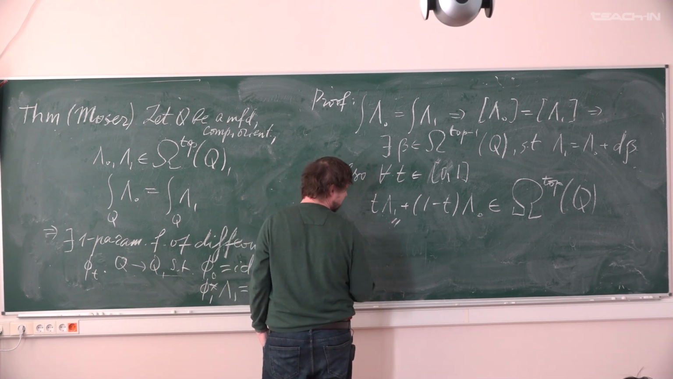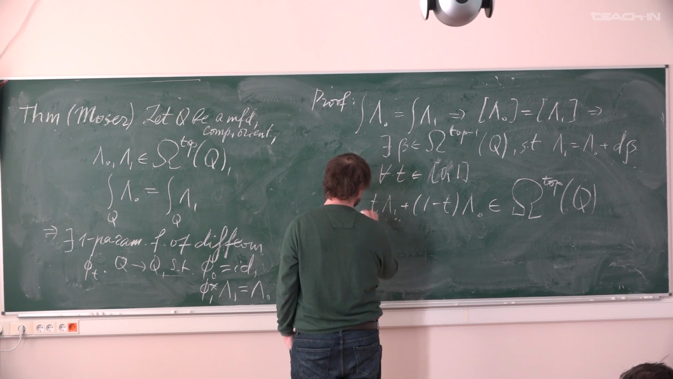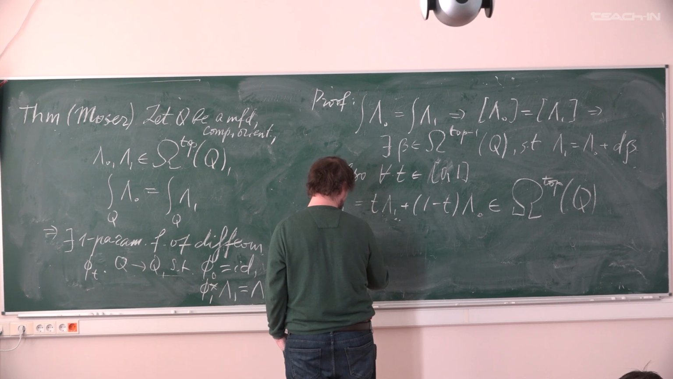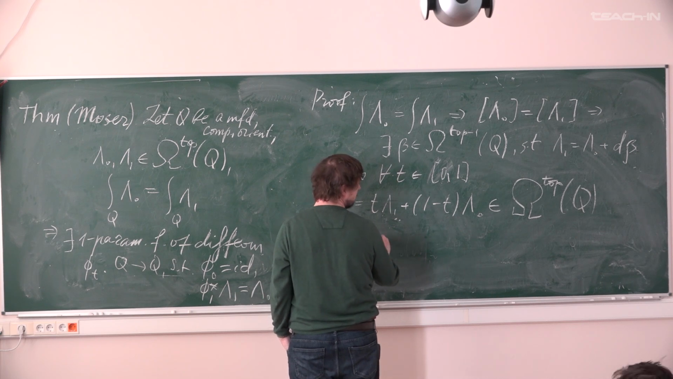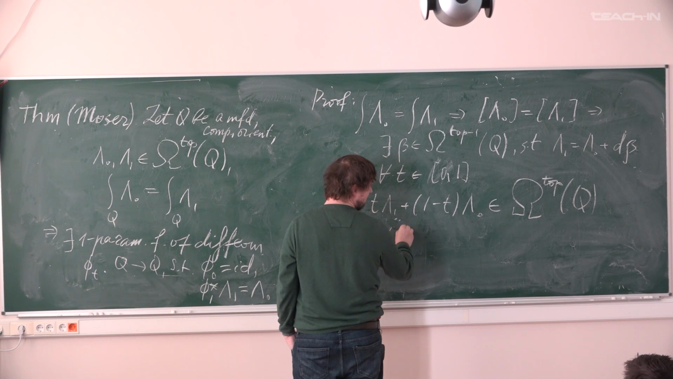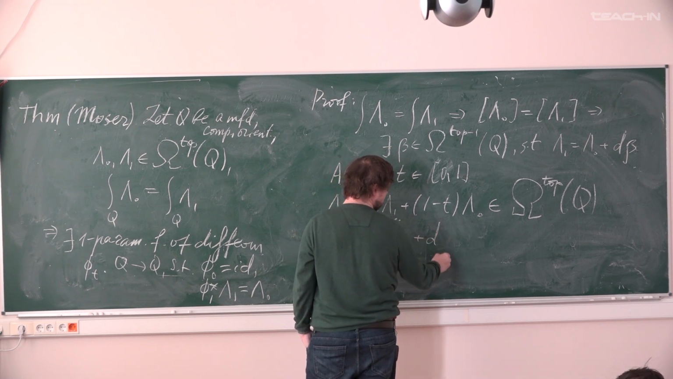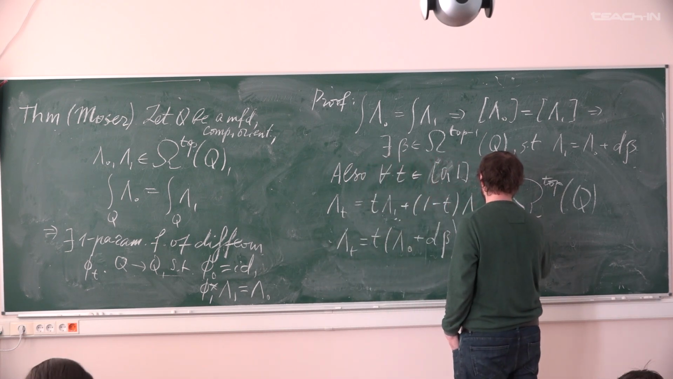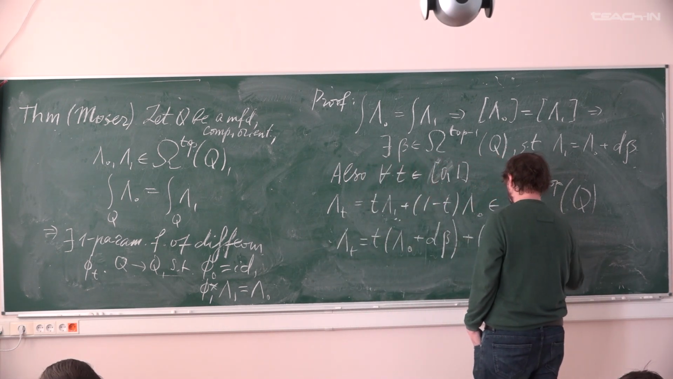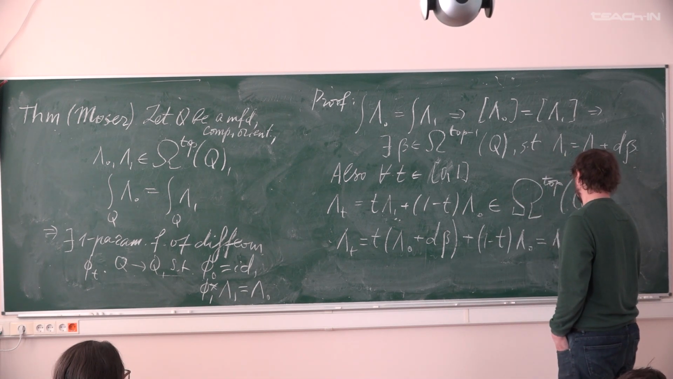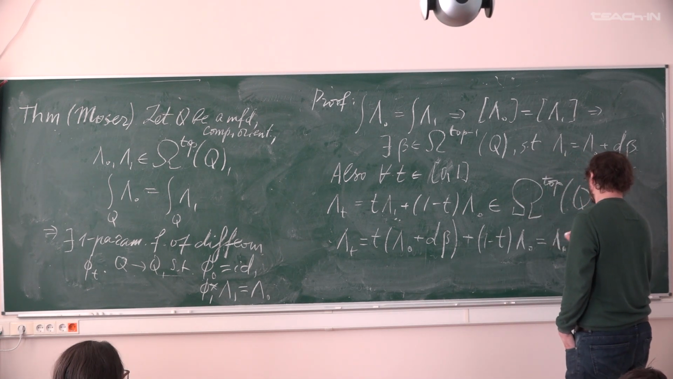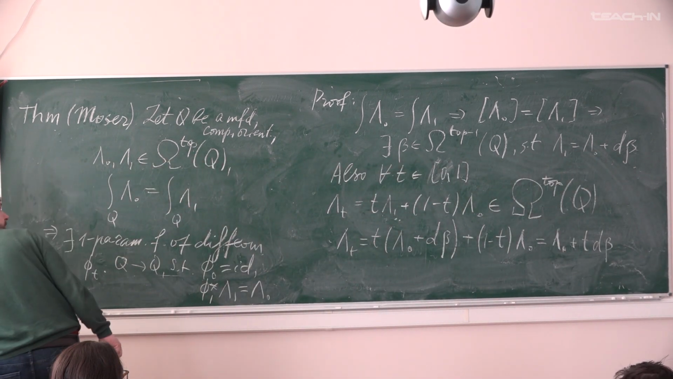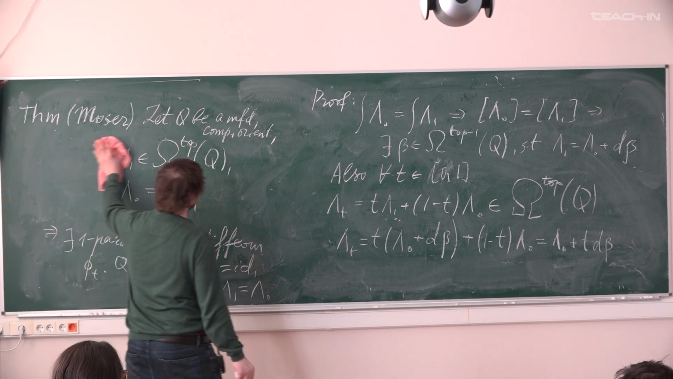So let's denote this by lambda t. It is easy to see that lambda t is equal to t times lambda 0 plus d beta, plus 1 minus t lambda 0, so it will be equal just to lambda 0 plus t d beta. Okay.